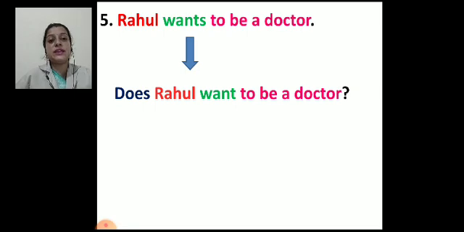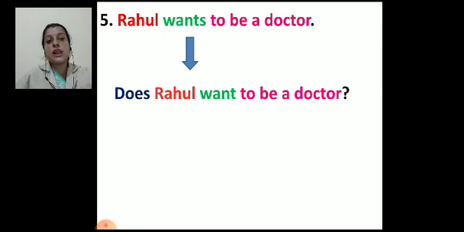If it would be Rahul and Neha want to be a doctor, we will use, do Rahul and Neha want to be a doctor? Right? But as Rahul is singular, we used does before the subject. And if we have already used does before the subject in a simple present sentence, after that we will not add any s or es to the main verb. So it will be, does Rahul want to be a doctor?